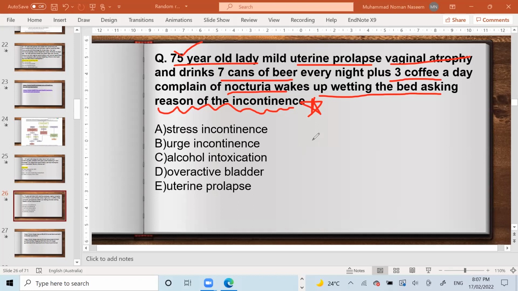She drinks a lot of beer, 7 cans, and she drinks coffee, 3 cups of coffee every night. And now she is complaining of nocturia, wakes up wetting her bed. They are asking about the reason. Reason means they are asking about what is causing her nocturia. They are not asking you to diagnose the condition. They are asking the reason for the condition. She is having incontinence. And can anyone tell me what kind of incontinence she is having?